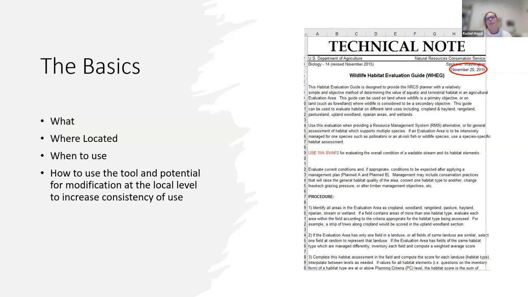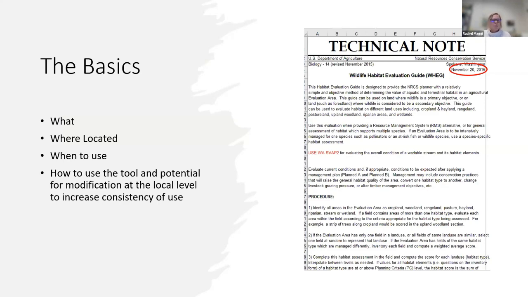NRCS is kind of still back in the spreadsheet age on this tool. You'll hear Biology Tech Note 14 referred to as our WHEG, W-H-E-G, which stands for Wildlife Habitat Evaluation Guide. The most current version of this is dated November 20th, 2015. At that time, NRCS had some updates to the riparian forest section that were made. And you can find this on our Field Office Technical Guide. I'll walk you through how to find this document in just a moment.